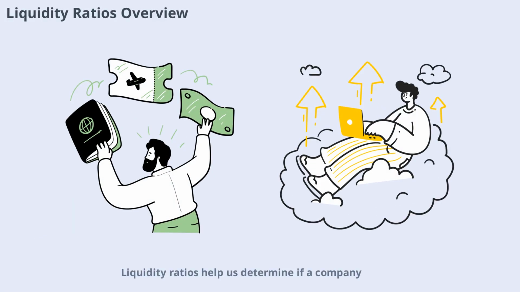Liquidity ratios help us determine if a company can pay its bills as they come due. The most common liquidity ratios are the current ratio and the quick ratio. These ratios compare a company's liquid assets to its short-term liabilities. A higher ratio generally means better liquidity, but too high could indicate inefficiency. In the next scenes, we'll break down each liquidity ratio and show you how to calculate and interpret them.